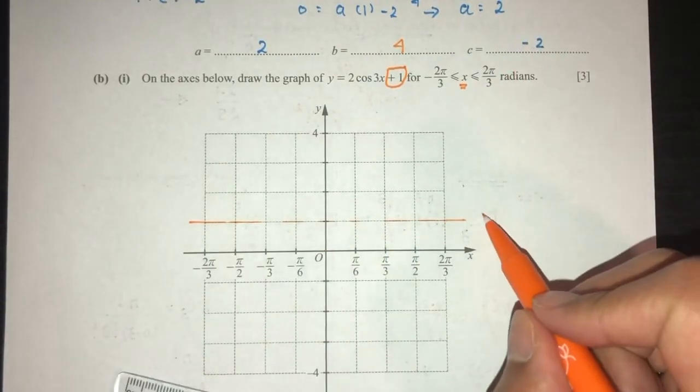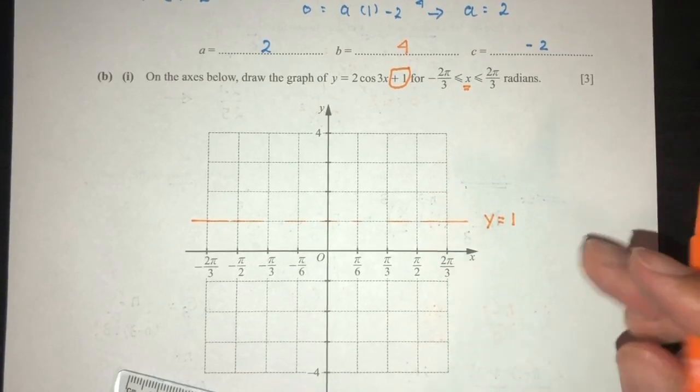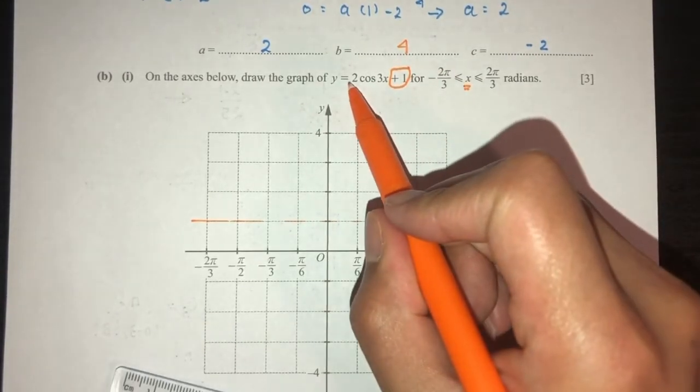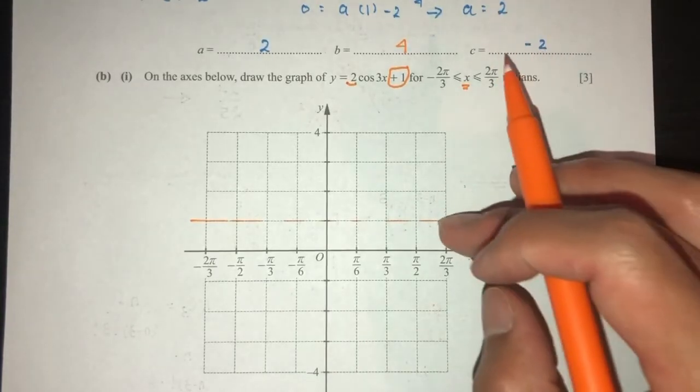So this line helps us to know this is your baseline. It is the line which is exactly in between the curve. Now look at this one. This one is your amplitude. Basically, it will go up 2 from here and down 2 from here.